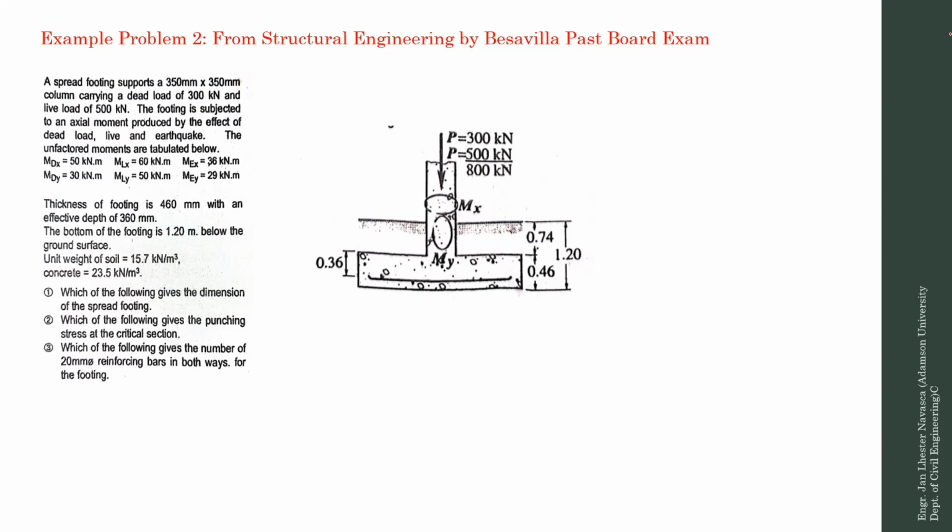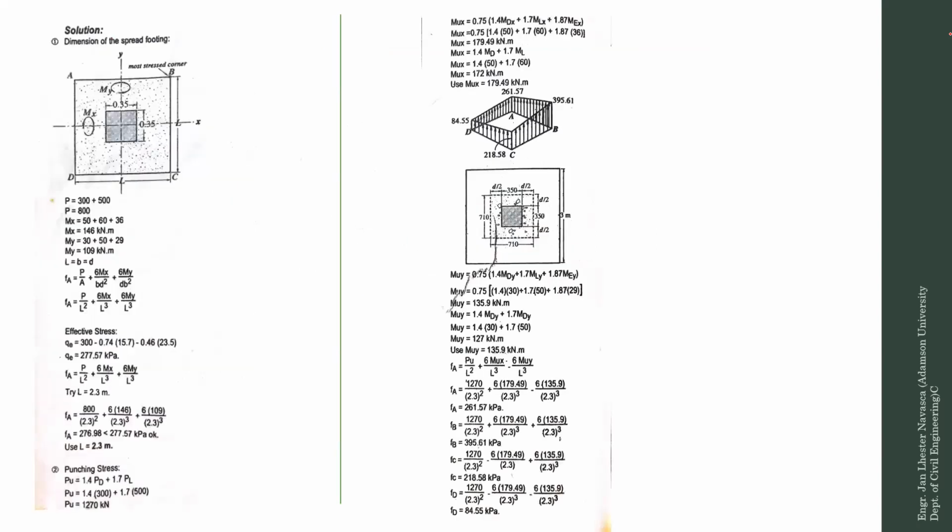Okay, and the thickness of the footing is 460 with an effective depth of 360. Then the bottom of the footing is 1.2 meters below the ground surface, a unit weight of the soil which is 15.7, and a concrete of 23.5 kilonewton per cubic meter. Okay, then the questions are: which of the following gives the dimension of the spread footing? Which of the following gives the punching stress at the critical section? And which of the following gives the number of 20 millimeter diameter bars in both ways for the footing?